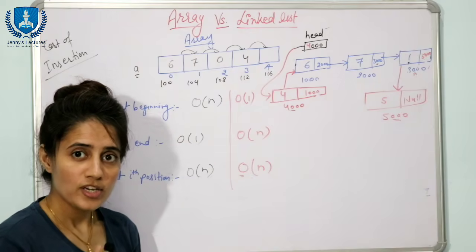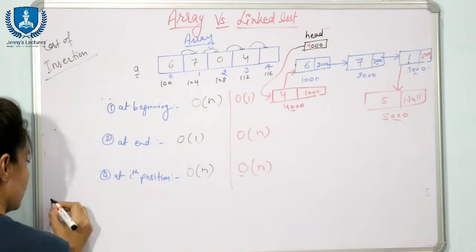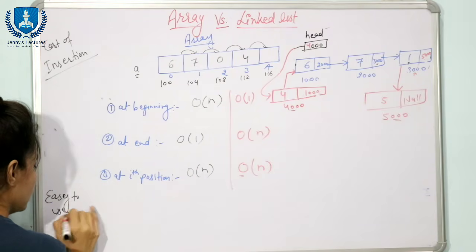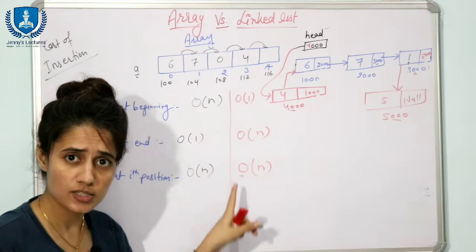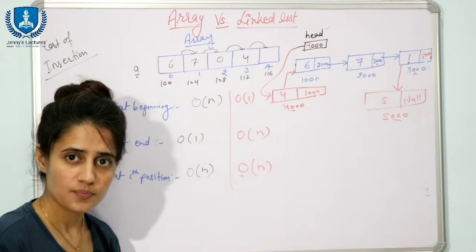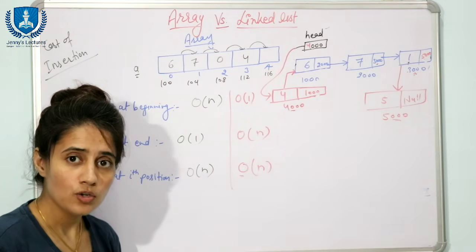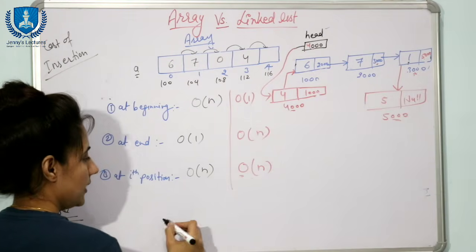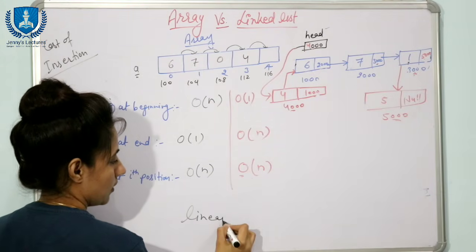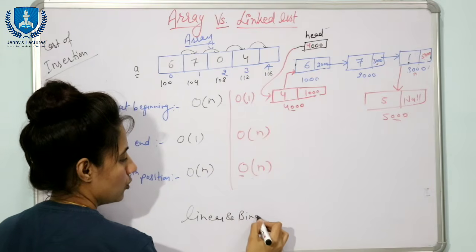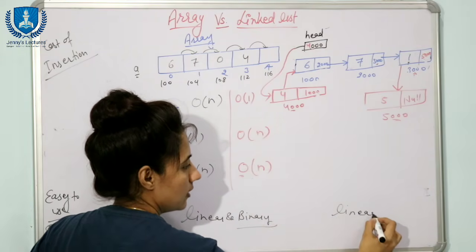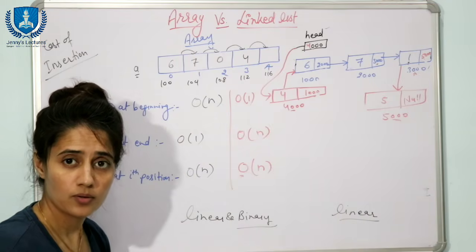Fine. Now the next point is ease of use. Which one is easy to use, array or linked list? Obviously we will say array is easier to use than linked list. Fine. The next factor is searching operations. In an array, linear and binary search both are possible, but in a linked list only linear search is possible, right?